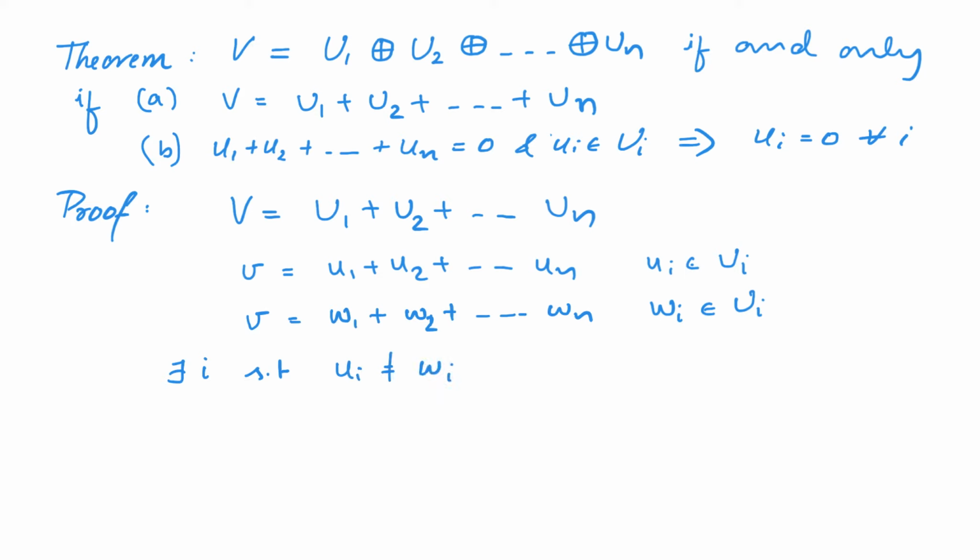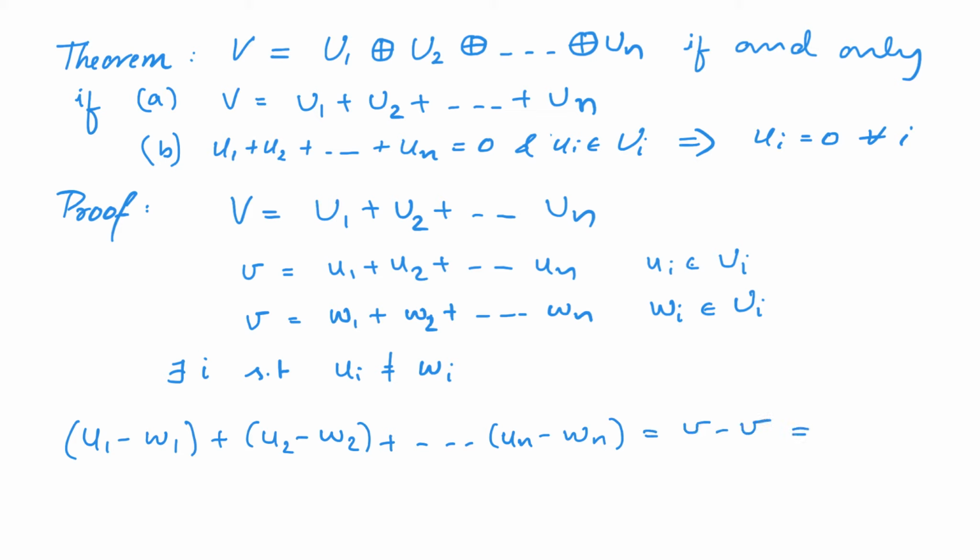Let's repeat. The question is, does there exist such a collection of wi's? But notice that if w1 plus w2 plus etc. up to wn is equal to V, then u1 minus w1 plus u2 minus w2 plus etc. up to un minus wn is equal to V minus V, which is equal to 0.